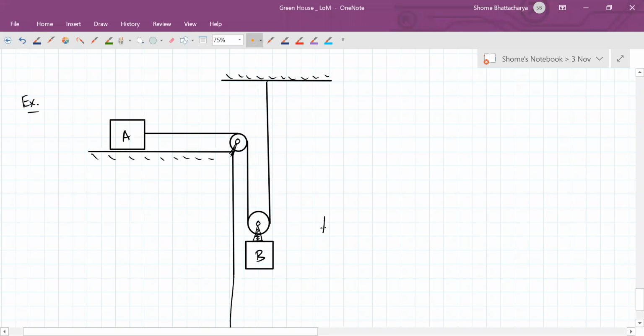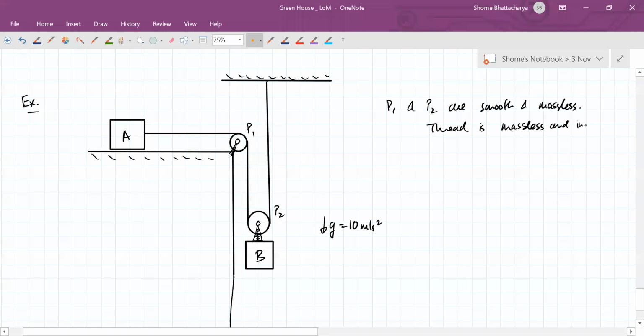Acceleration due to gravity is 10 meters per second square. P1 and P2 are both smooth and massless. The thread is massless and inextensible. Even if you don't see these things written explicitly in questions in HC Verma and all, you have to always assume that they are ideal pulleys and ideal threads. So this assumption is part of it.